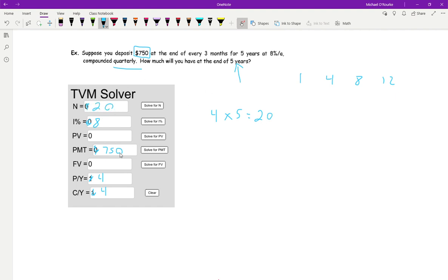How much we have at the end of 5 years, so we're looking into the future. So let's get my calculator out here. So I write 20 in here, 8. Now we start with 0 money as present value because we have no money in the account at the very first. Before we put in the original 750, there's no money there. So future value is 18,223.